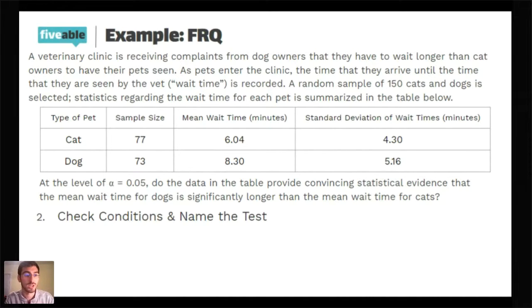So let's check our conditions now. Okay. Is the randomness condition met? Yes, it is stated in the problem. Okay. Is the condition that we have a approximately normal sampling distribution, aka large counts, is that met? Why is 150 big enough? Okay. So it looks like Brian broke it down into 77 and 73. I'm going to get to that in a second.